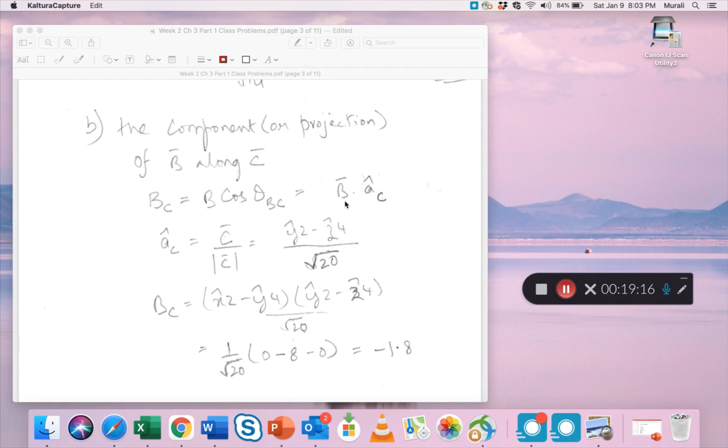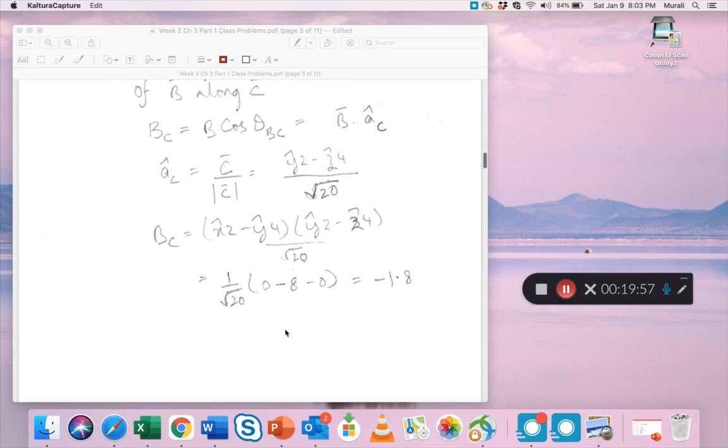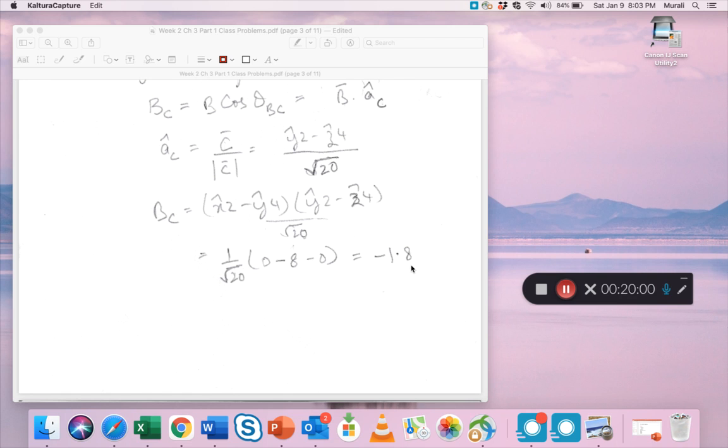So B_C, the component along the C axis, is B scalar product with A_C, which is the unit vector along C. Okay. Now, what is the unit vector along C? It is C by magnitude of C, right? So this is what you get. Then B_C from this formula becomes B, the given vector, times A hat C, which is the rest of this. So if you solve for that, you get a nice quantity of minus 1.8.